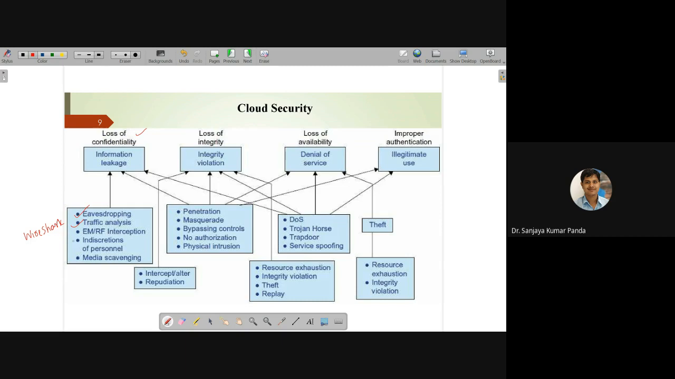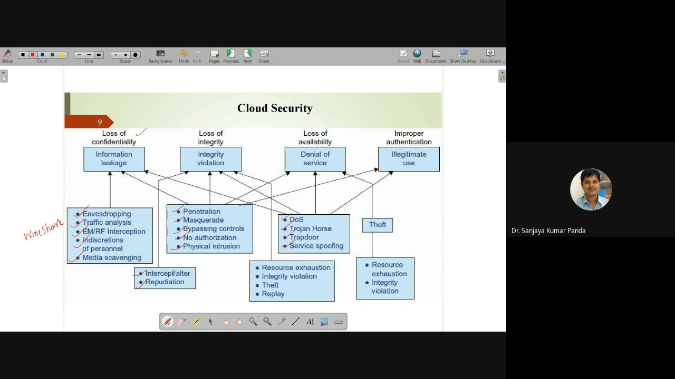Then there is also another one that is called EMRF interceptions, indiscretions of persons, or media scavenging. So these all are associated with information leakage. Similarly, penetration, masquerade, bypassing control, no authorization, physical intrusion, these also lead to information leakage. Denial of service, Trojan horse, trapdoor, service scripting also lead to information leakage. Similarly, if you talk about integrity violation, intercept, if you are changing something, if you are modifying something, or related to repudiation. Repudiation means you are denying some information, right?